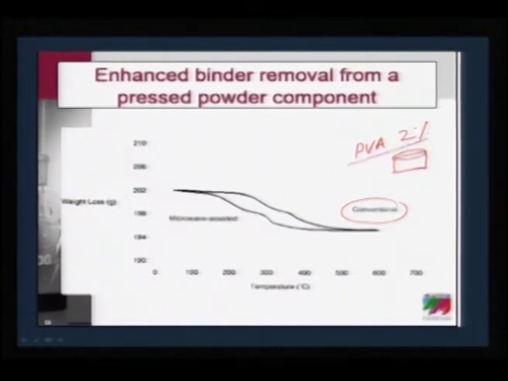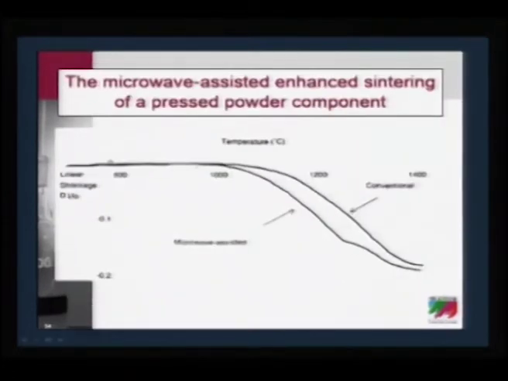So, this PVA has to be first removed before it goes through size reduction, and as you would see, microwave assisted synthesis takes out the polymer binder in a much more facile way compared to the conventional route. And also the linear shrinkage mapping, that is the densification, can be easily achieved using microwave reaction compared to the conventional process.